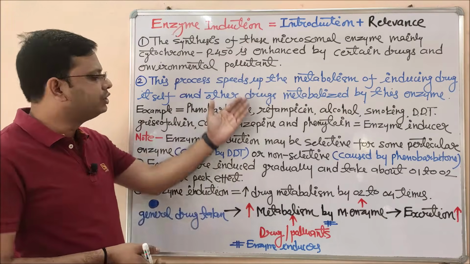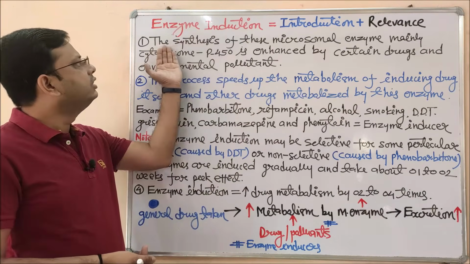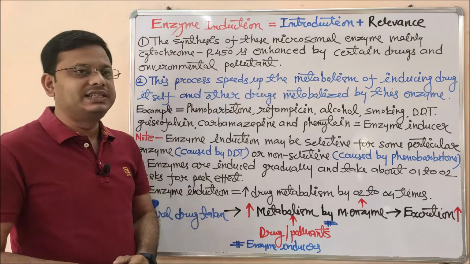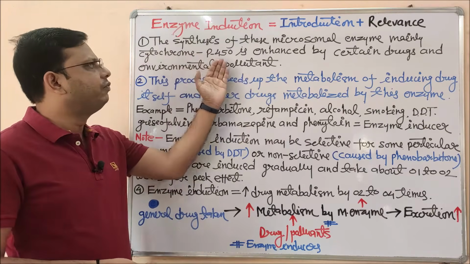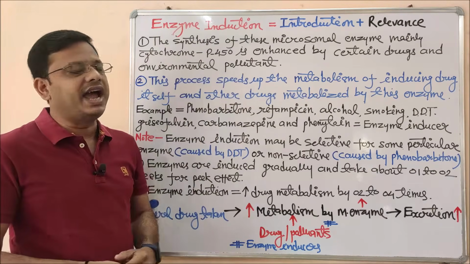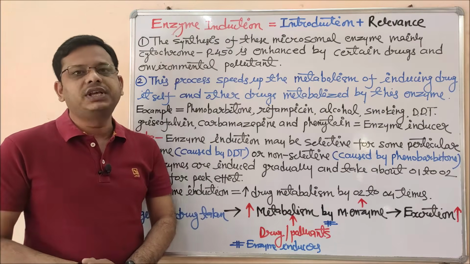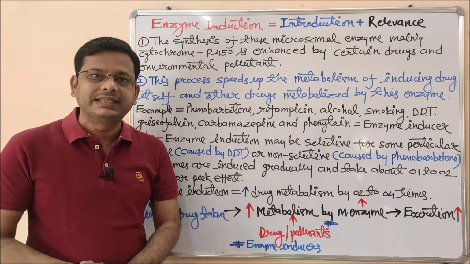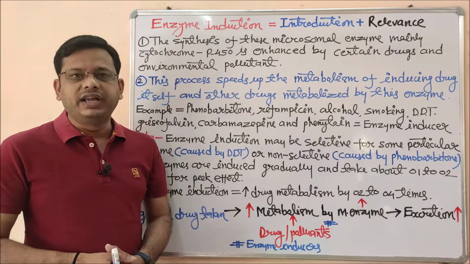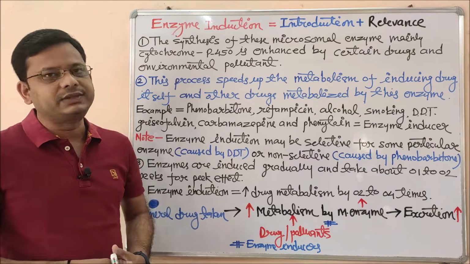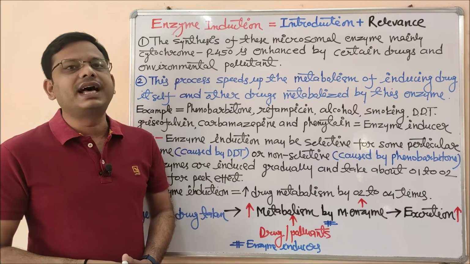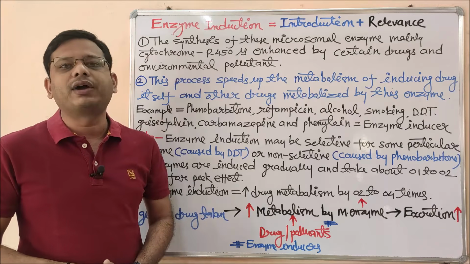So let me clear all these points one by one. First of all, the synthesis of the microsomal enzyme, mainly cytochrome P450, is enhanced by certain drugs and environmental pollutants. So see, where are these enzymes secreted? There are two types of metabolic enzymes, as we have studied in phase 1 as well as phase 2 metabolism. These are microsomal enzymes and non-microsomal enzymes.